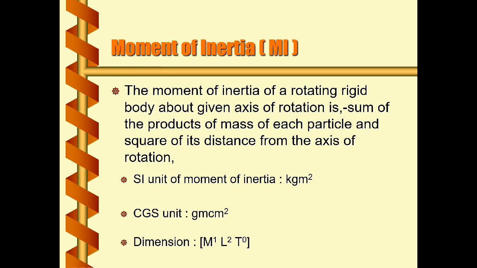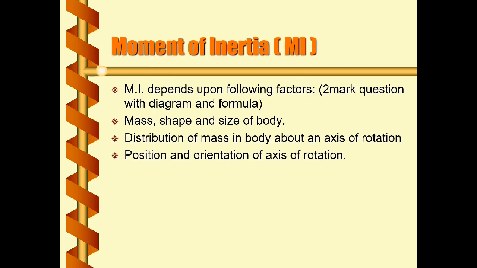So SI unit, as you already know the formula, I is equal to mr square. So the SI unit will be kilogram for m, and for r square it will be meter square, so kilogram meter square. The CGS unit will be gram centimeter square. The related dimension here will be M1 L2 T0.